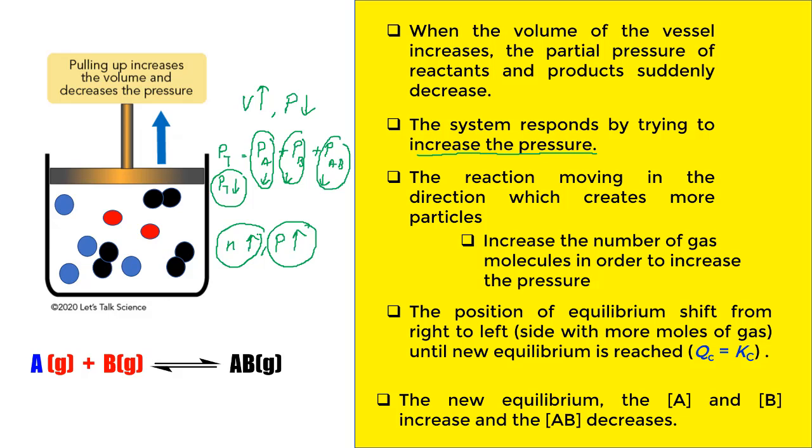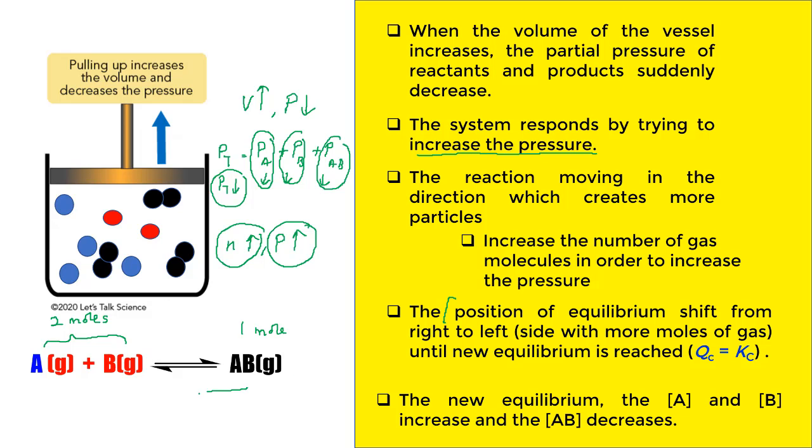Jadi ni sekarang the reaction moving in the direction which creates more particles. So kalau kita refer kat sini, sebelah sini tadi total kita dah kira 2 moles. Right, there are 2 moles. Sebelah produk there is only 1 mole. Jadi the reaction moving in the direction which creates more particles increase the number of gas molecules in order to increase the pressure. Jadi sekarang the position equilibrium shift from right to left.